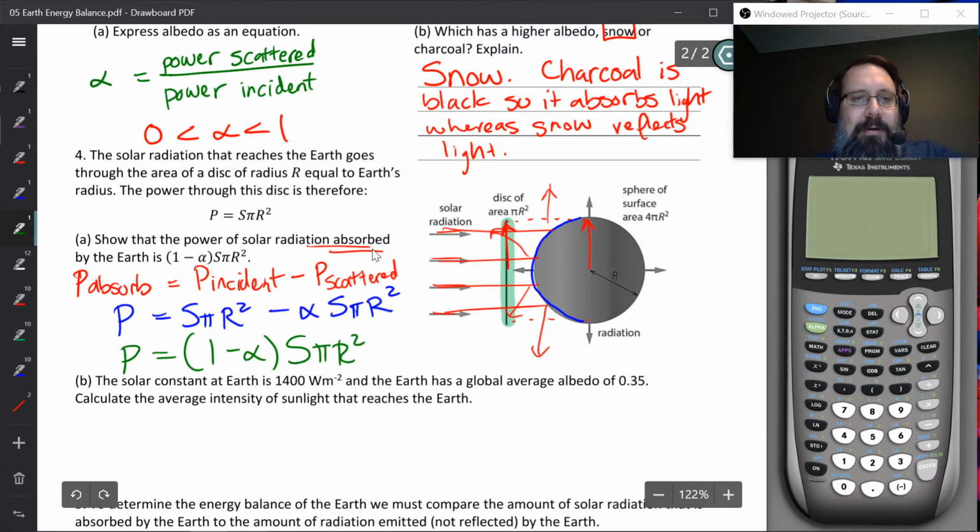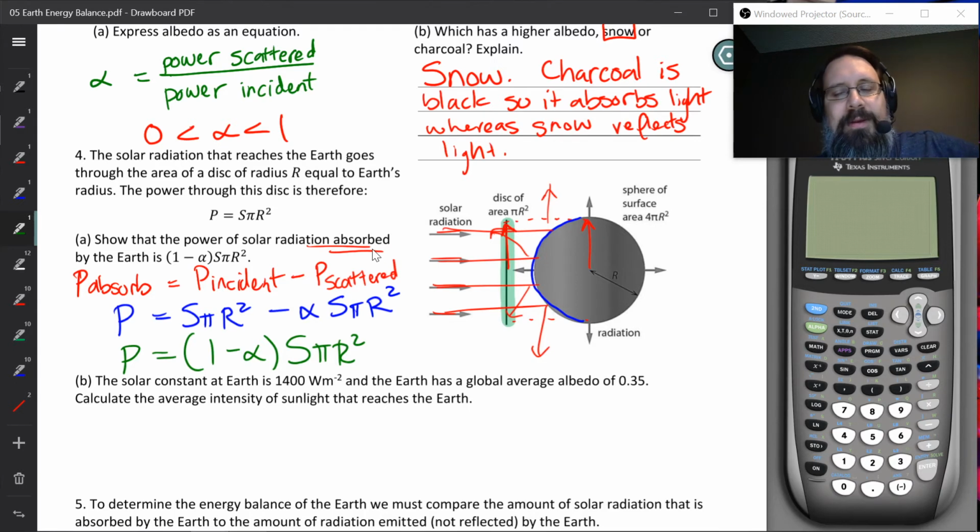So that's the power absorbed by the Earth, and we have to take into account the albedo of the Earth. Notice if the albedo were 0, if the Earth were a black body, then all of the power would be absorbed. But as the reflectivity increases, what if the Earth were a mirror? Well, then the albedo would be 1, and 1 minus 1 would be 0, which means that no power would be absorbed, because all the light bounces off the Earth.